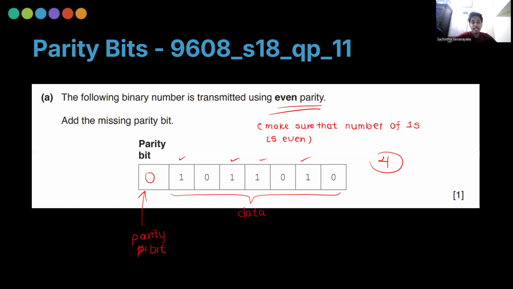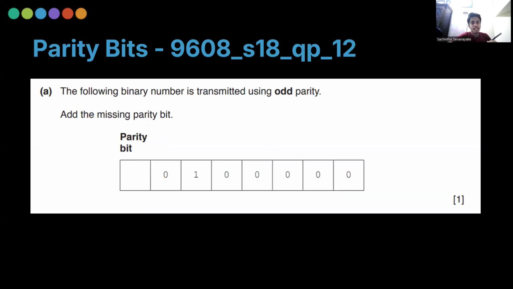So depending on whether it is an even number of ones or odd number of ones, you can make the parity bit a 0 or a 1. Here, it's already an even number of ones, so you make the parity bit 0. Then here, you have another example of a question where you are using odd parity.